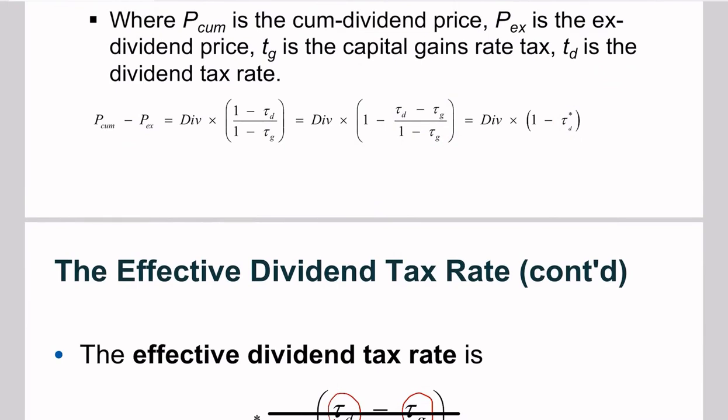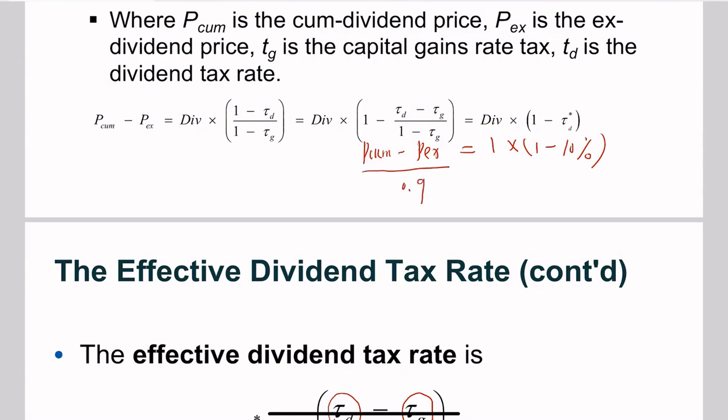So let's say the dividend is 1, right? And let's say the effective dividend tax rate is, let me just write down some random number, 10%. And then you can see here that the cum-dividend price minus the ex-dividend price is given by 0.9, right?